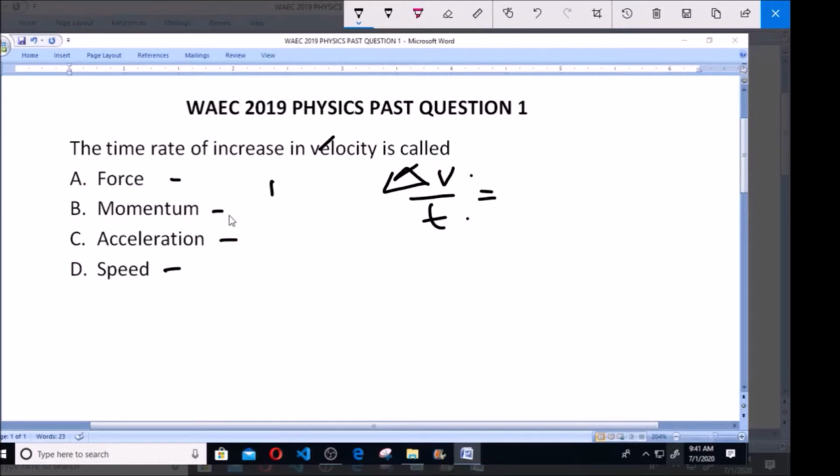Now, in order for us to understand this very well, we're going to take the definitions of all these one by one. First of all, let's look at the first one, which is force. What is force? Force is defined as the product of mass and acceleration.